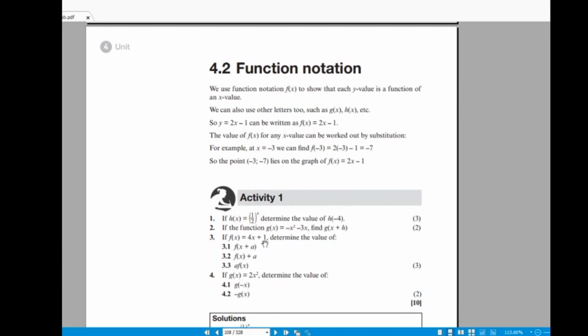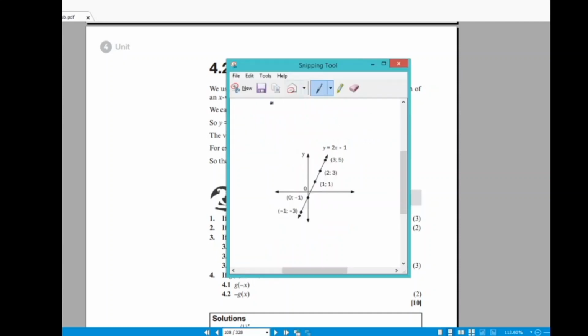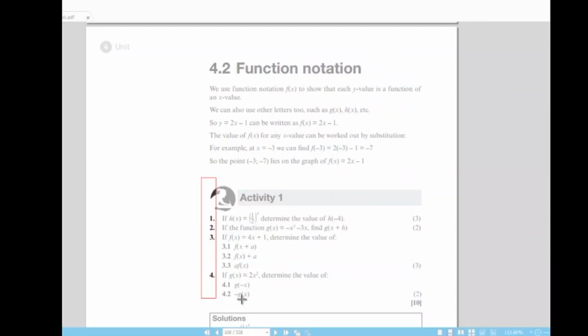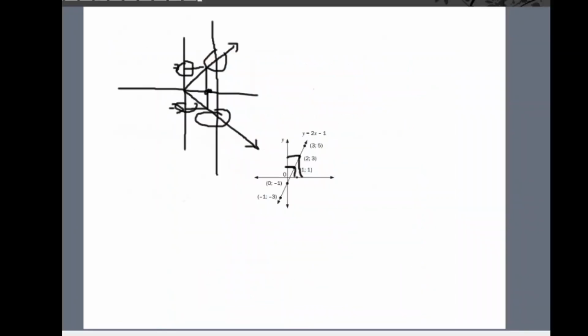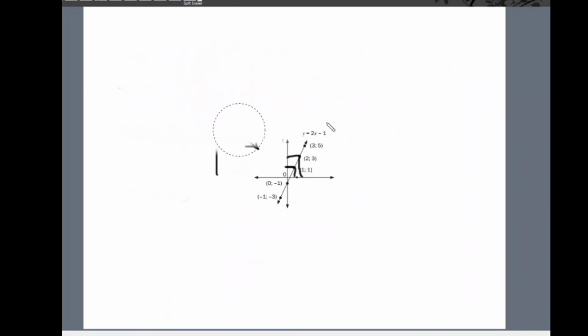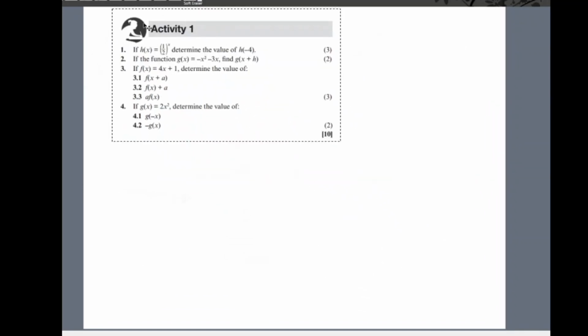So let us do activity 1. Let's see if you understand the notation of functions, right? Okay, this is just an introduction, guys. Maybe for some of you it's too straightforward, but I want all of us to understand the concepts, and then later on I will show you how we apply them in exam questions, right?